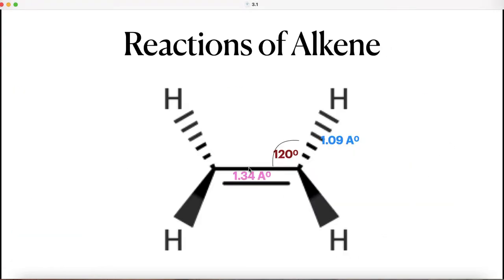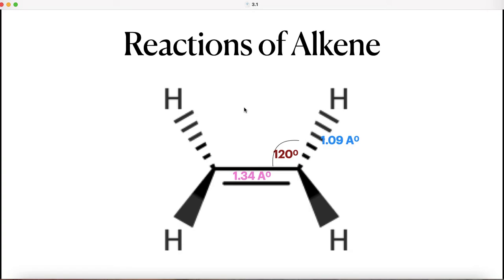This is the structure of ethylene. These two bonds are of different types. One is the sigma bond, another is the pi bond. The bond angle between H-C-C or H-C-H is 120 degrees. The bond length of the carbon-hydrogen bond is 1.09 Angstrom, while the bond length between the carbons is about 1.34 Angstrom. Okay, this is about the structure of ethene.